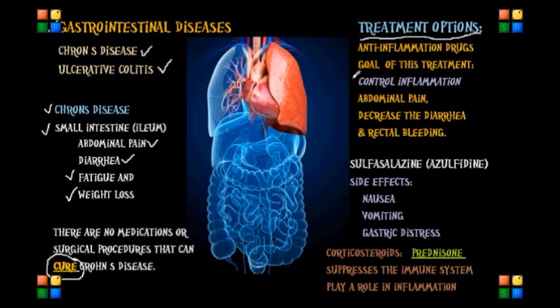Now, important treatment information that you have to know would include giving your patient anti-inflammatory agents, or basically anti-inflammation drugs. The goal of this treatment is obviously to control inflammation, since less inflammation leads to relief in our patient's symptoms such as the abdominal pain, which can hopefully decrease the diarrhea and the rectal bleeding too.